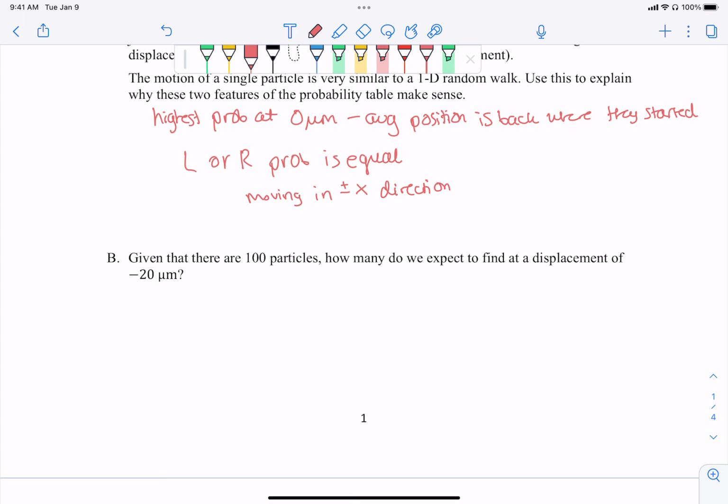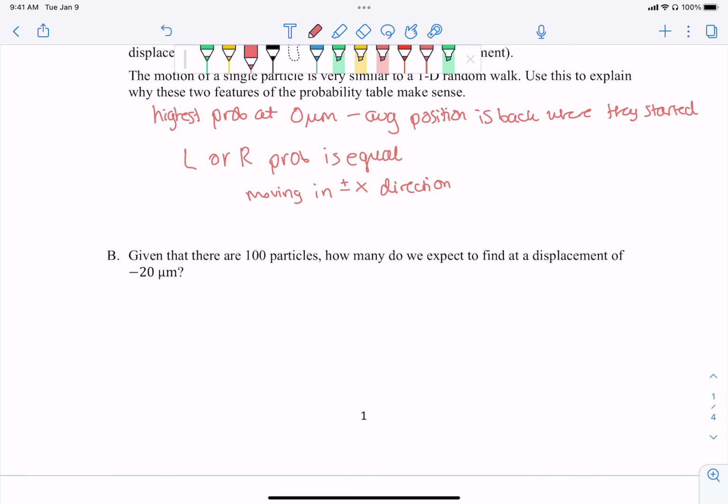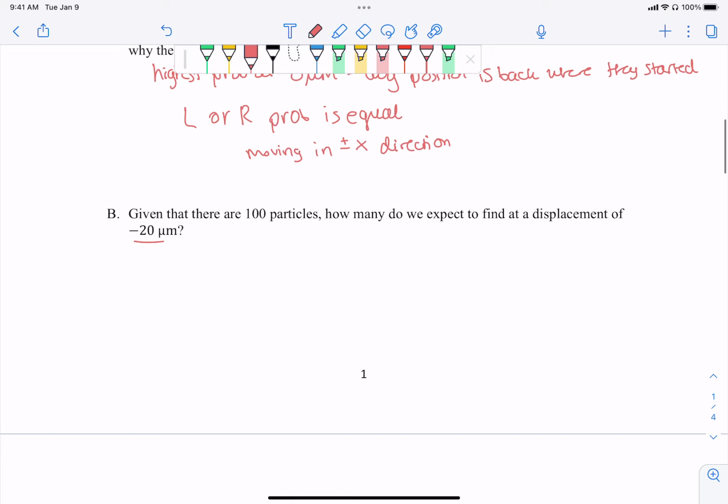But for part B, it says now that given that there are 100 particles, how many do we expect to find a displacement of 20 micrometers? Or negative 20 micrometers, right? And that, like I said, doesn't matter. Negative 20, positive 20, they're going to be the same probability. But in this case, they're specifically asking for negative 20 micrometers.